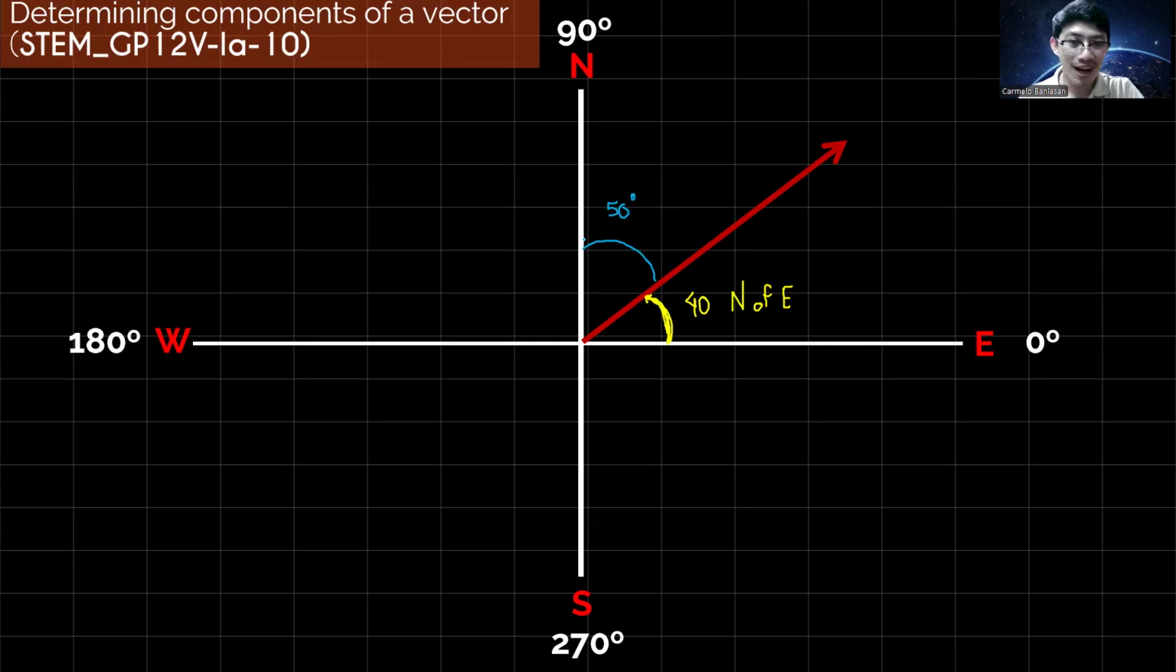Now, since this is with respect to the north, it should be off north. And what direction is it going to? It is going to east. So that is east of north, 50 degrees east of north.